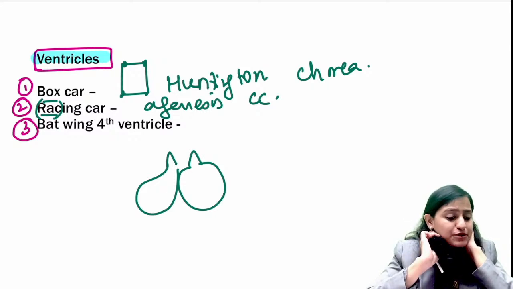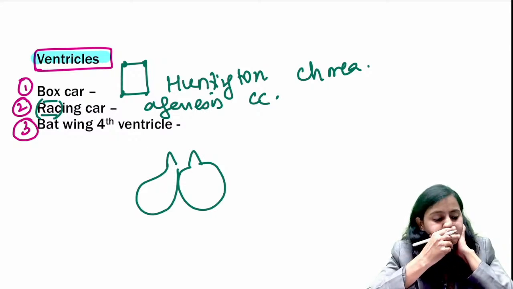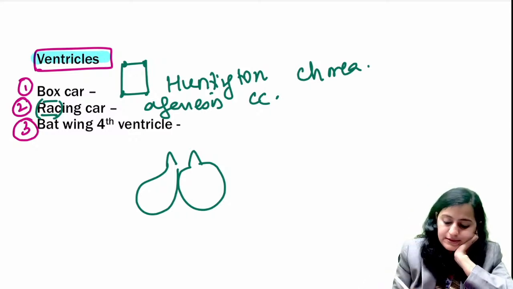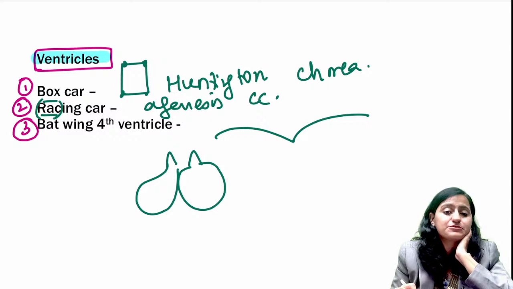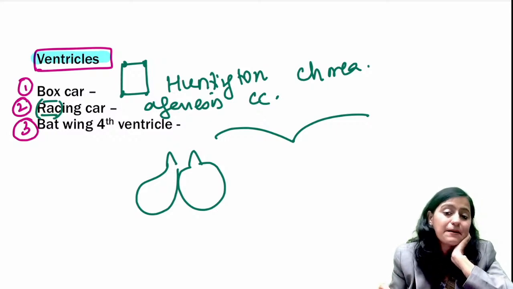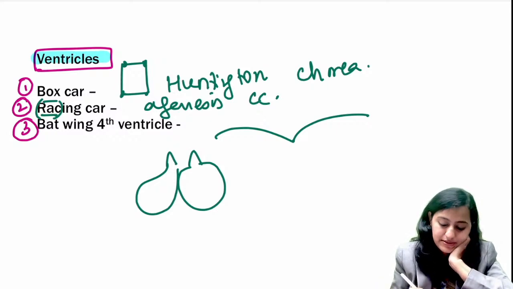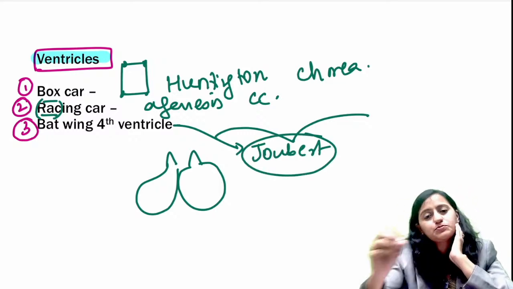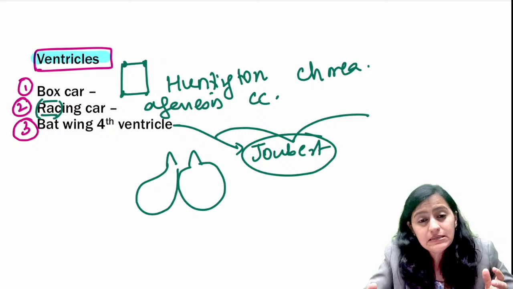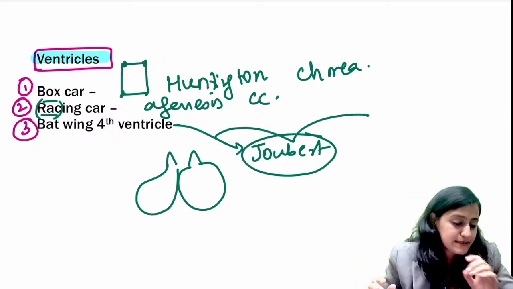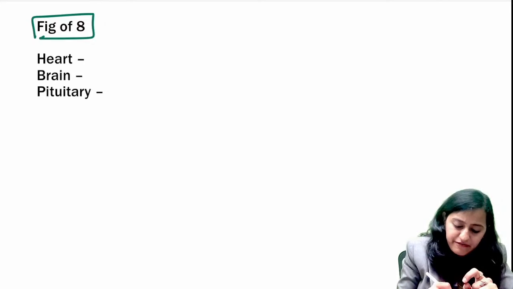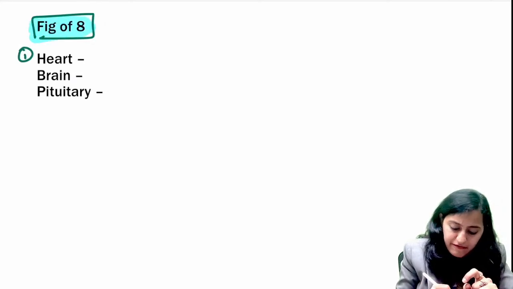And where do you have bat wing fourth ventricle? The fourth ventricle is appearing like a bat wing. Or it can even appear like an umbrella. Very good. That is seen with Joubert, where there are elongated superior cerebellar peduncles and the vermis is absent. There you see the bat wing appearance of the fourth ventricle.